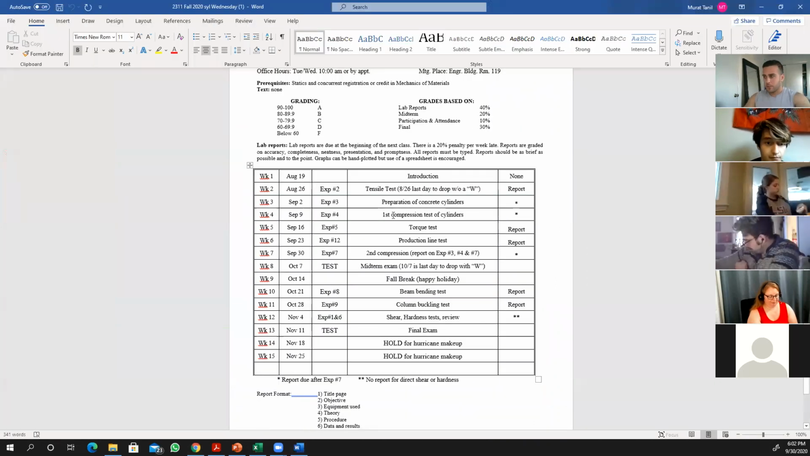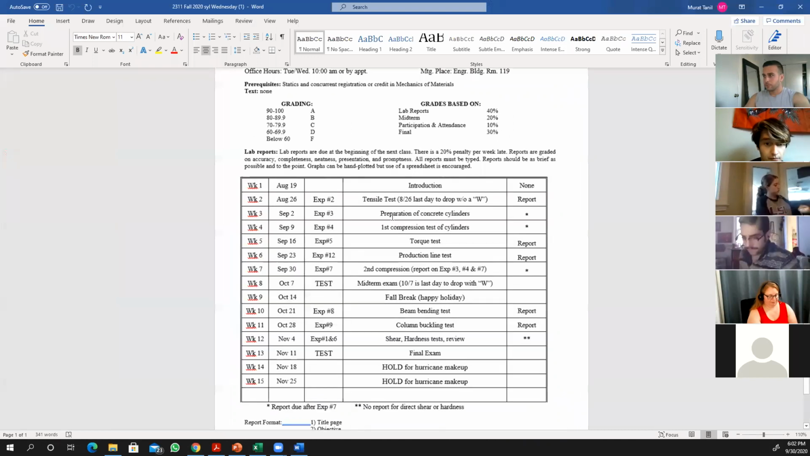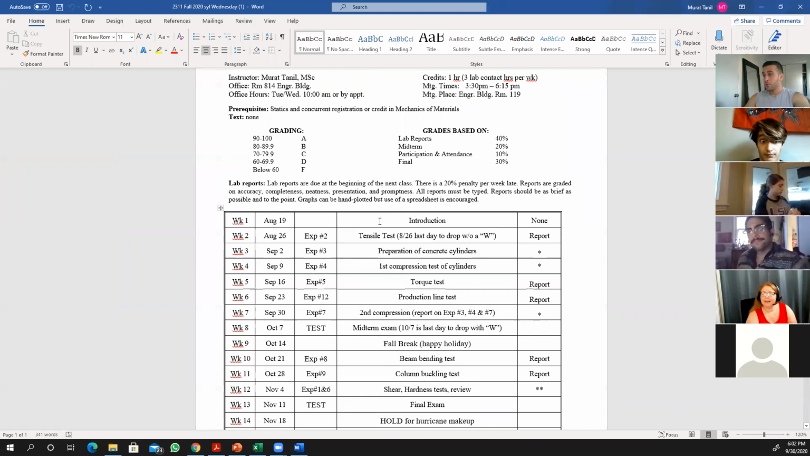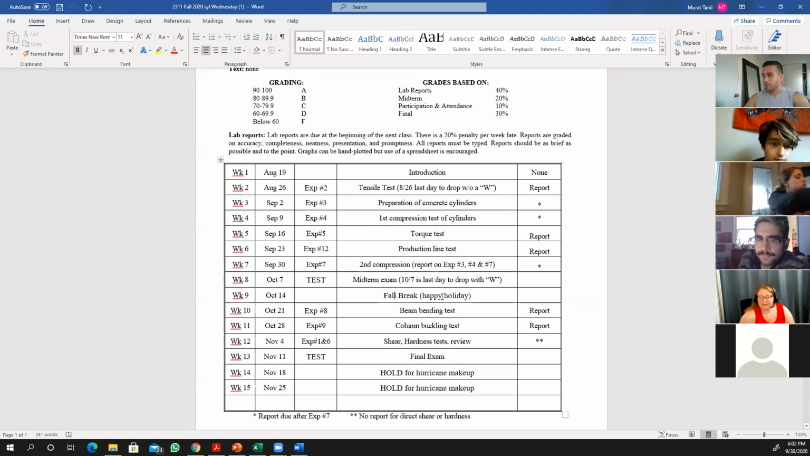It shouldn't take more than a couple of hours. Open book, open notes. Whatever you have seen on the notes sections, they are not going to be different than what you have on the Moodle. Let's see, fall break, happy holiday, October 14. Test is October 17.